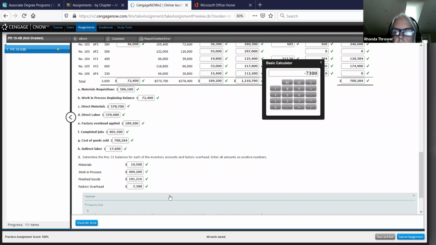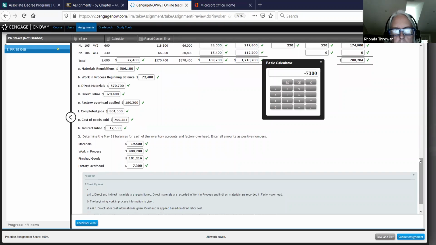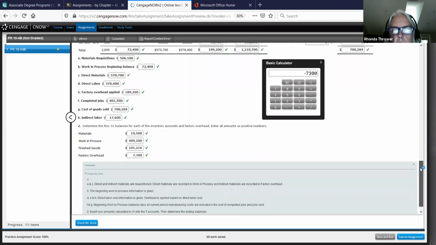So what we did was we added up all of our factory overhead and find the total debits. If the total debits are the actual amount of factory overhead, we compare it to what we estimated. And the difference was 7,300. And because our estimated amount of factory overhead was larger than our actual amount of factory overhead, we actually had an underapplied factory overhead balance here. In other words, we did not estimate enough factory overhead. And that's all they wanted you to do in this problem.